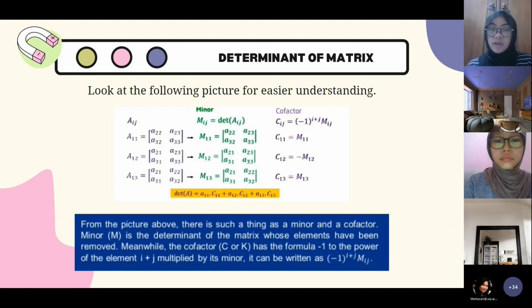Look at the following picture for easier understanding. From the picture above, there is such a thing as a minor and a cofactor. Minor, or M, is the determinant of the matrix whose elements have been removed. Meanwhile, the cofactor, C or K, has the formula -1 to the power of the element i plus j multiplied by its minor. It can be written as -1 to the power of i plus j multiplied by minor ij.